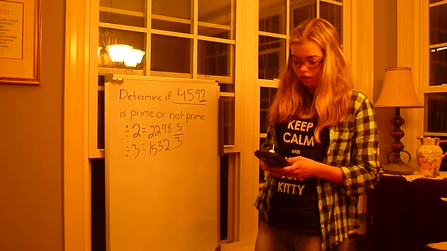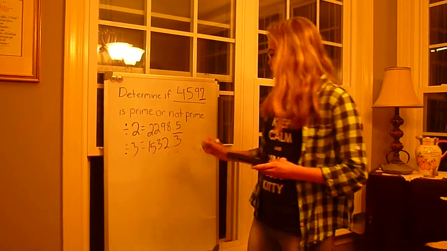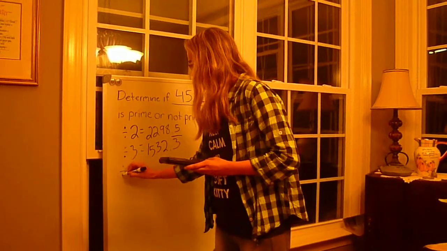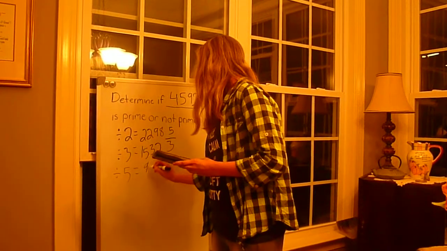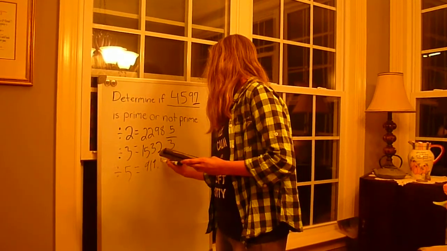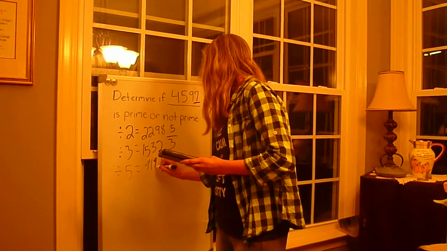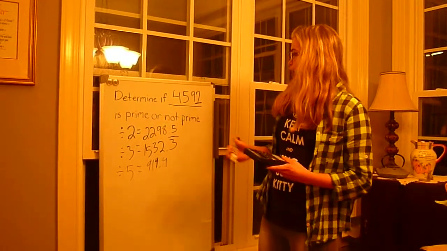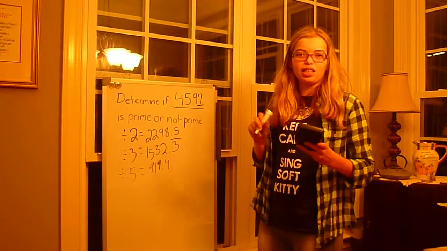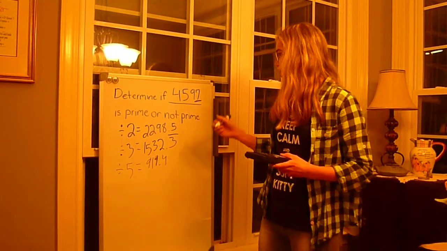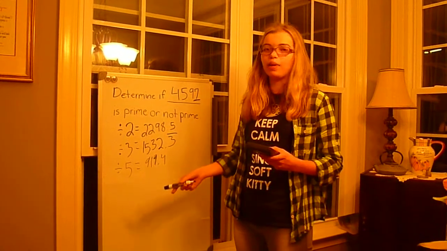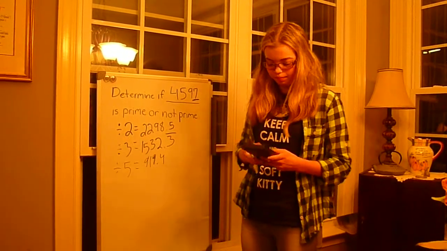So we'll divide it by 5. And you get 919.4. That does not look like a 9. It wouldn't have worked anyways because the last digit isn't a 5 or a 0. We can skip the 6 because it isn't divisible by 2 or 3.